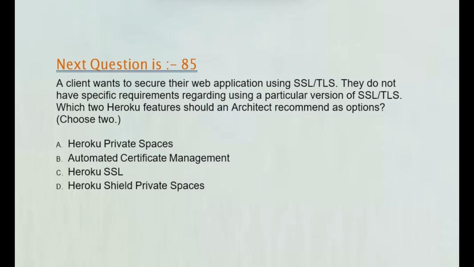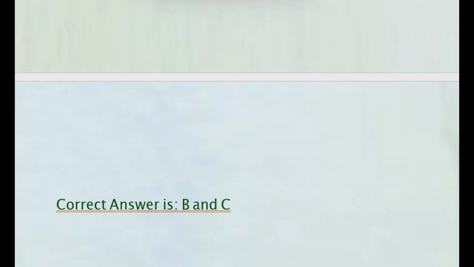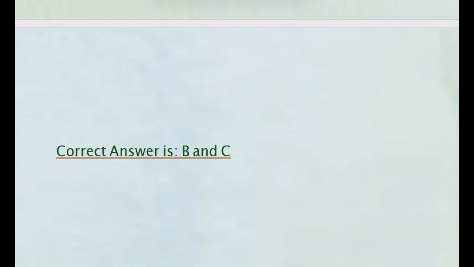Option A. Heroku Private Spaces. Option B. Automated Certificate Management. Option C. Heroku SSL. Option D. Heroku Sealed Private Spaces. Correct answer is option B and option C.